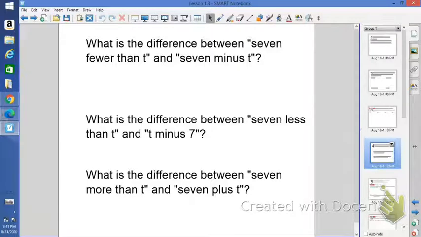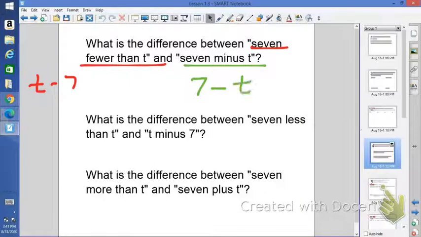Let's get a little bit more practice. What is the difference between 7 fewer than t and 7 minus t? 7 fewer than t is going to be t minus 7. And 7 minus t, you would write how it actually looks, 7 minus t. Those are two completely different expressions.